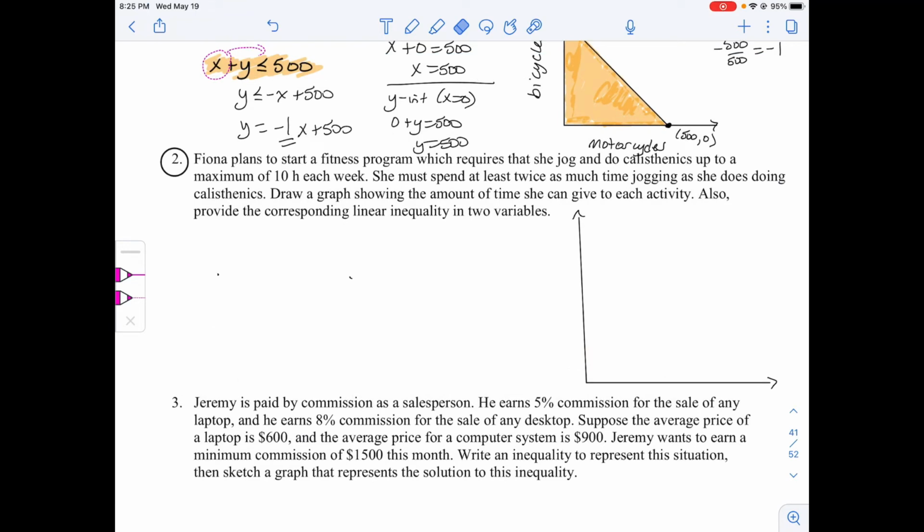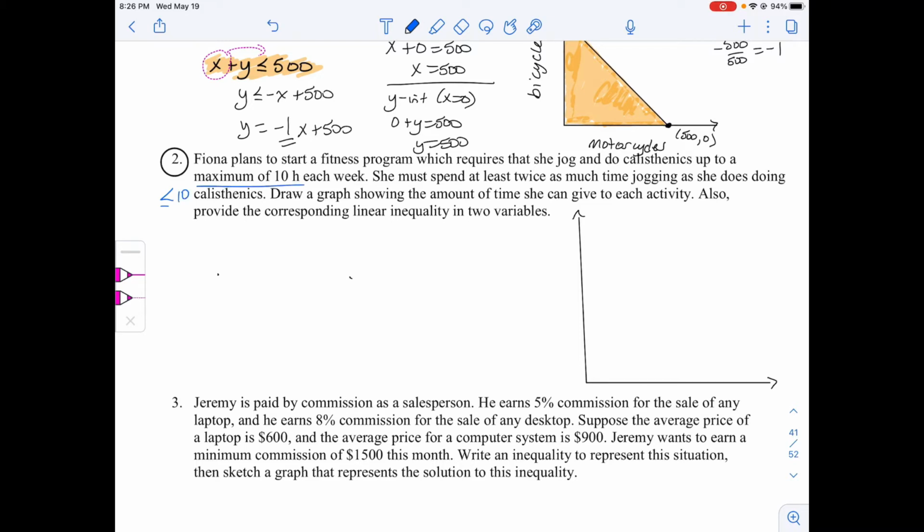Okay, for this next question, I've created a graph just to save us some time here. It says that Fiona plans to start a fitness program which requires that she jog and do calisthenics up to a maximum of 10 hours each week. So up to a maximum means less than or equal to. She wants to spend less than or equal to 10 hours per week, a maximum.